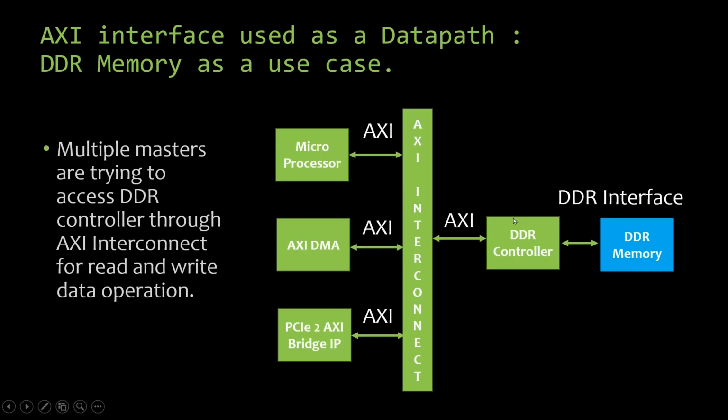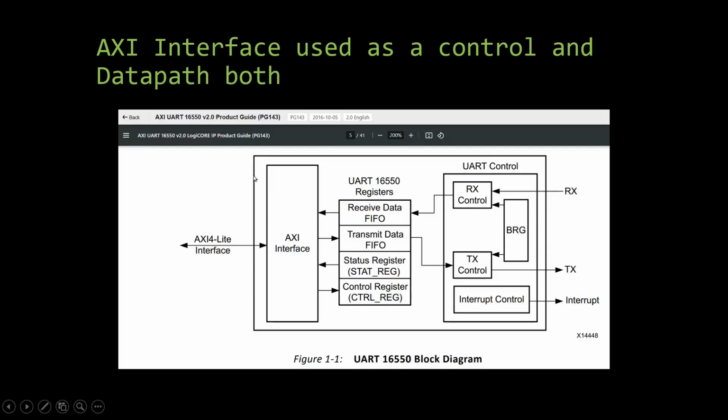Now let us consider the third example. Friends, in my third example, I am considering an AXI interface which will be used as both a control and data path. And this example I have taken from Xilinx documentation PG143. You can type it on Google and you will get it. So this is a UART controller which can be used to write and read anything from the serial console. Most of you are aware of what a UART controller is. On one of its sides there are RX and TX going to the serial console, and on the other side we have an AXI Lite interface.